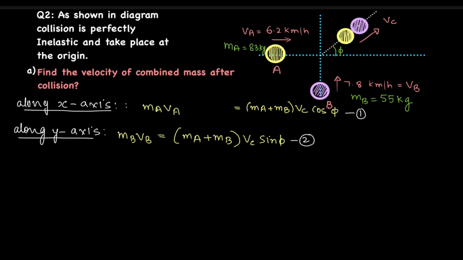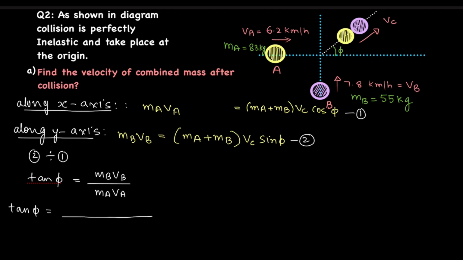Now you can divide these two equations to get tan of phi, because we have sine of phi and cos of phi. So equation second divided by equation first. What you see, you get tan of phi is equal to MB VB divided by MA VA. Let's put the values. MB is 55 and speed is 7.8, and MA is 83 and the speed is 6.2. Once you solve this, tan inverse of this, you will get phi approximately equal to 40 degree. So we have calculated the value of phi.